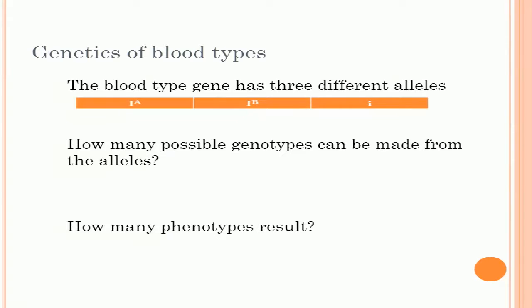The blood type gene has 3 different alleles. Capital I with an A superscript corresponds to the A allele, capital I with a B superscript corresponds to the B allele, and a lowercase i corresponds to the O allele. Both the A and B alleles are dominant traits, while the O allele is recessive. How many genotypes can be made from these alleles? How many phenotypes exist? Pause the video here and try to answer this question.